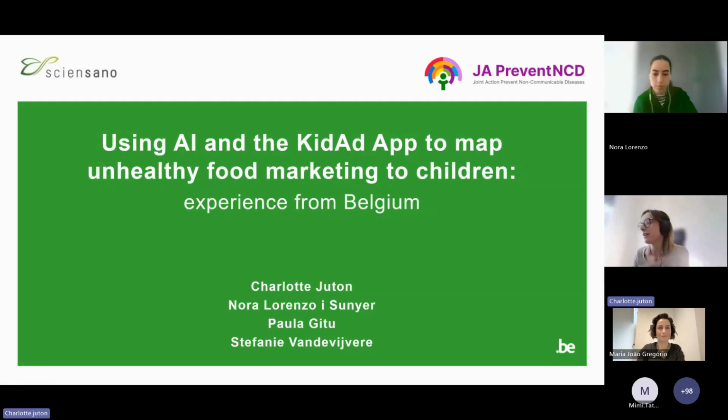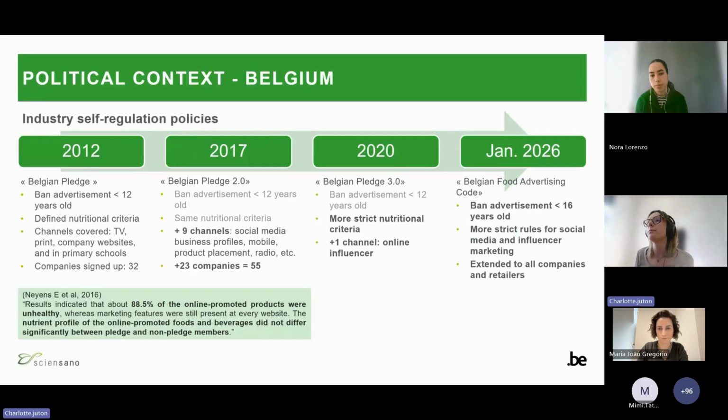Okay, well, thank you so much for giving us the opportunity to talk about the KidAd study that we carried out in Belgium and of our little experience in that. So first, to give you a little bit of context, in Belgium, marketing is framed by industry self-regulated policy. So it started in 2012 with the launch of the Belgian Pledge, which aimed at banning advertisement for children under 12 years old, with defined nutritional criteria, and it covered different channels, including TV, company website, primary schools. And the important part to know is that it was voluntary, meaning that companies could decide to sign or not, and 32 companies signed it up.